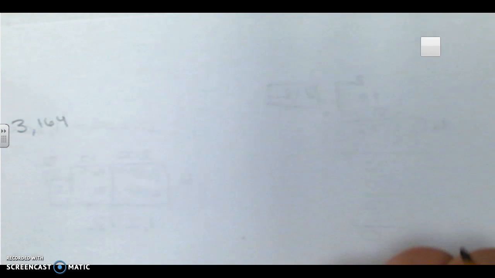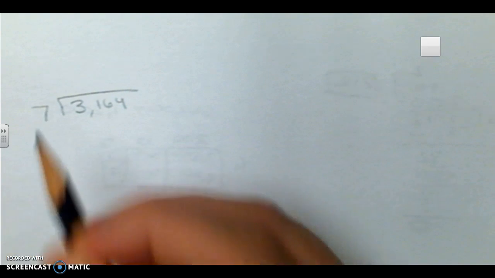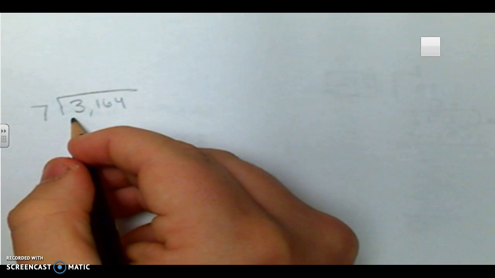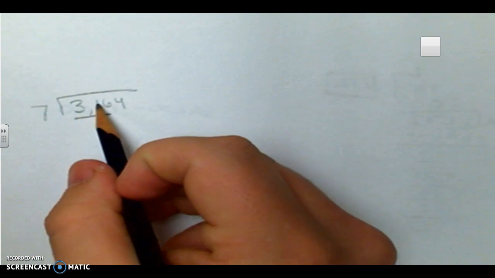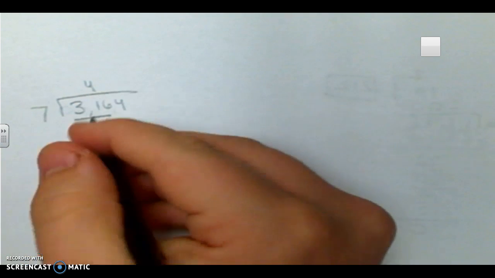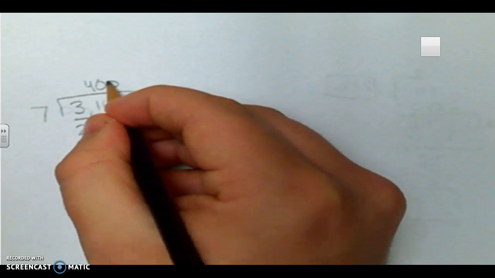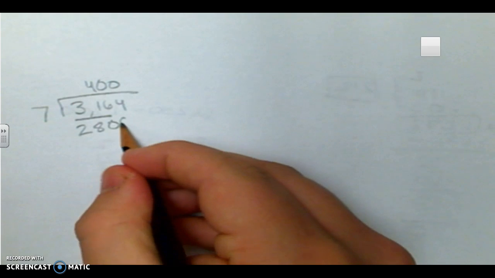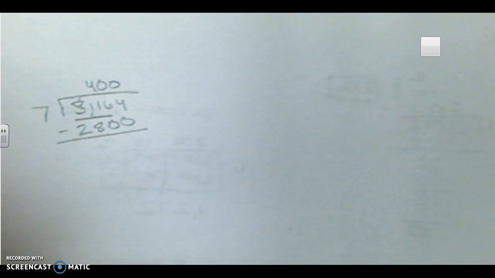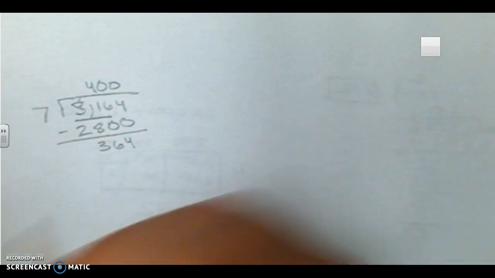3,164 is going to be our dividend. And then we're going to divide it by 7, so 7 is our divisor. Okay, can 7 go into 3? No, so we need to go to the hundreds, 31. Knowing 4 times 7 is 28, and then we need to be in the hundreds, so we know the place value of the 400, so 2,800. When we subtract it, we get 364.